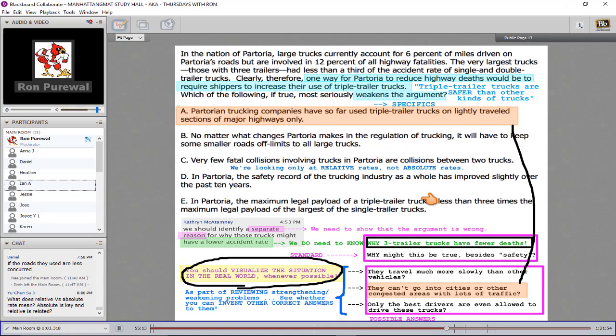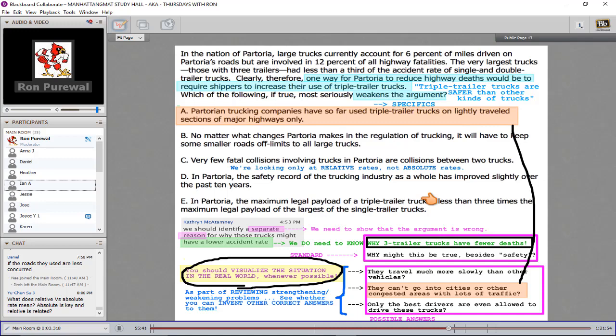Relative rate means these have a higher rate than those do. Absolute rate is like high or low overall. So if my house is taller than your house, then that's relative height. But absolute height is how tall it is.